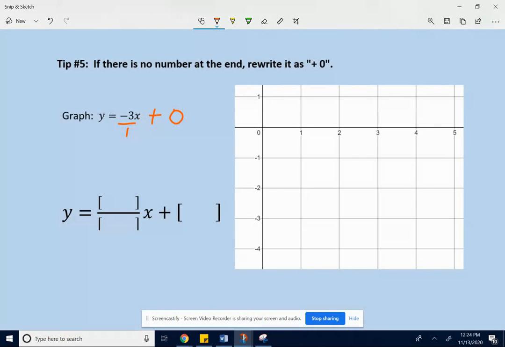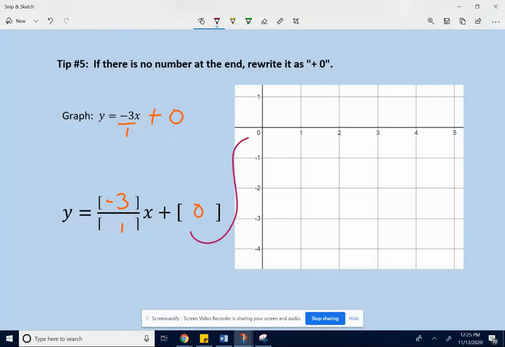So if I have negative 3x and I need to add something to it, I'm just going to have to add 0, because if I added anything else, I would have changed it. Some kids think they would want to add a 1 to it because they're used to putting 1 in front of the x. Well, if you add 1 to something, you've changed it. You want to add something to it, but you don't want to change what the original problem was. So you're going to have to add 0. So then we just think of this as negative 3 over 1x plus 0 to graph it.